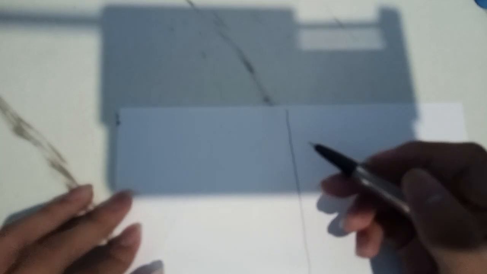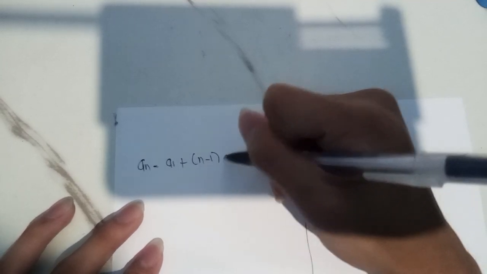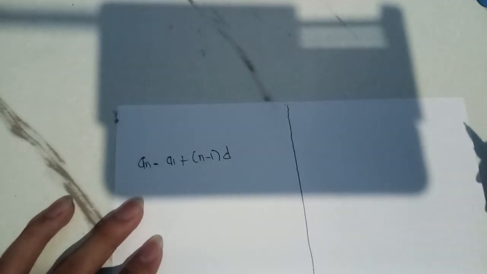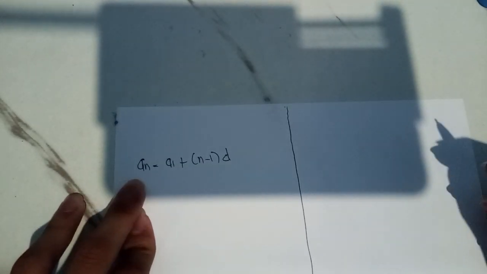So how do we derive the arithmetic formula? So let's try right here. Okay. So arithmetic formula looks like this. Last term is equal to a plus first term plus number of term minus 1 times d. So paano natin nakuha yan?